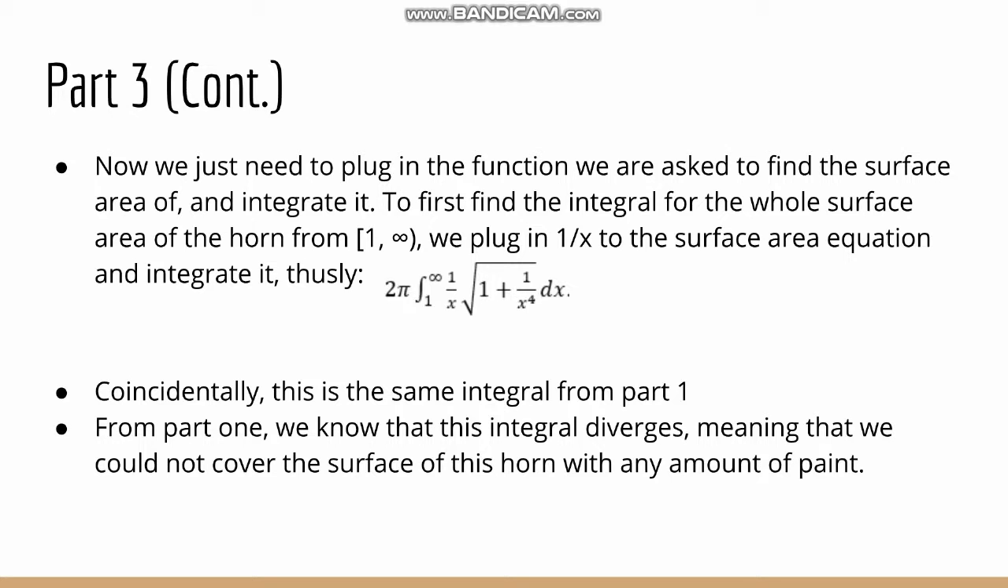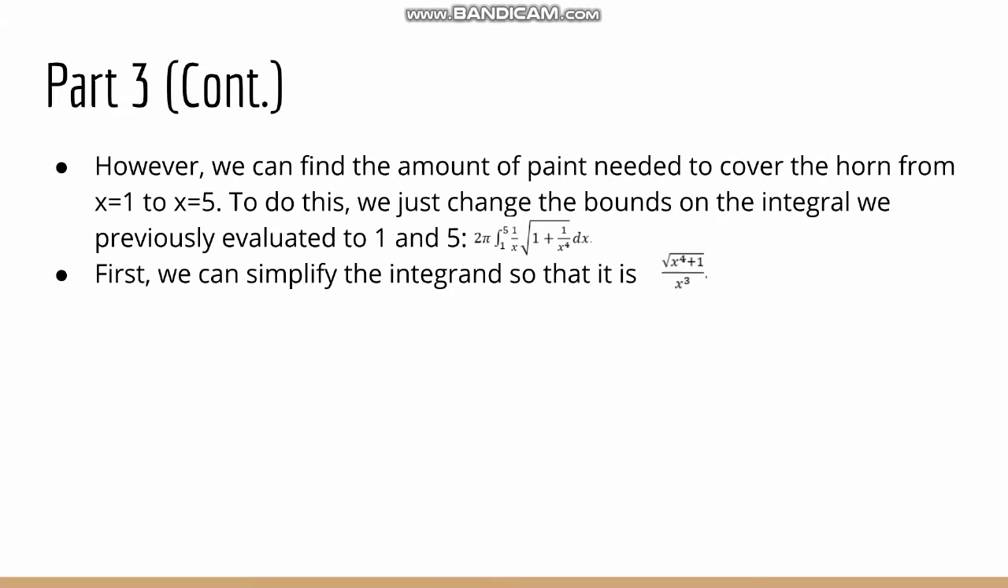So from 1 to infinity, we already know this. This is what we analyzed in part 1. We already know this diverges. It goes off to infinity, meaning that the surface area of the whole horn is infinite. We could not paint it with any amount of paint. But we can figure it out from 1 to 5 instead of 1 to infinity, which is the second part. So we just change the integral from 1 to infinity to 1 to 5, and then we can evaluate it.